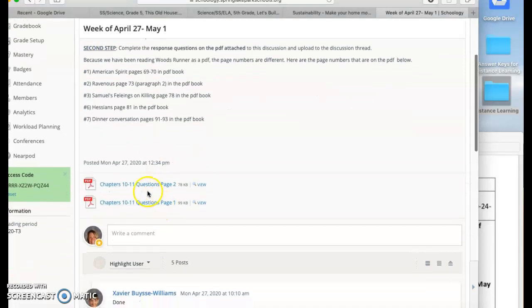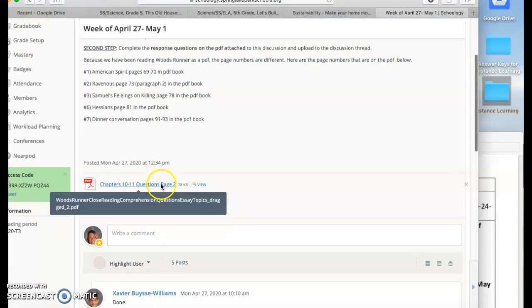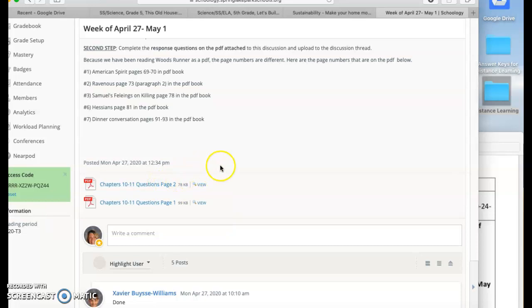You are still going to answer pages 1 and page 2. I'm sure you would have noticed that anyway and you would have been able to find it, but I just wanted to clear up the page numbers and put them there for you.